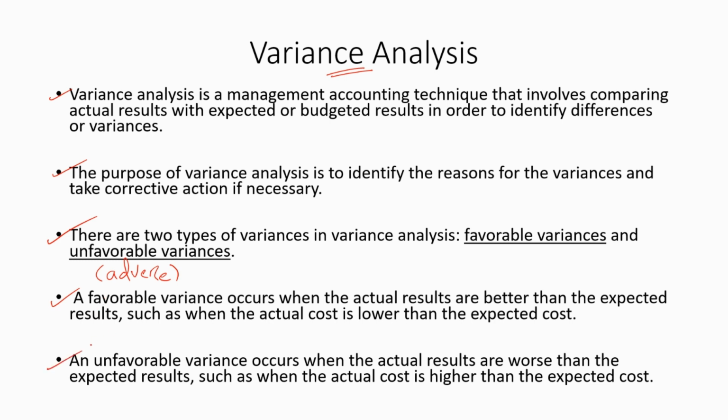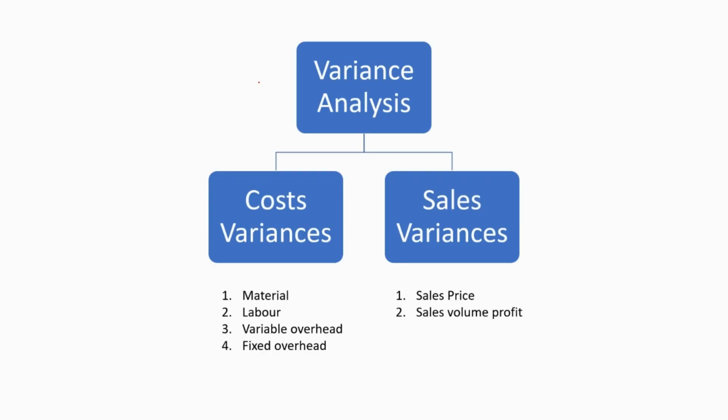An unfavorable or adverse variance occurs when the actual results are worse than the expected results, such as when the actual cost is higher than the expected cost. In this case, the company has spent more than the budgeted amount. This is an adverse variance to the company.